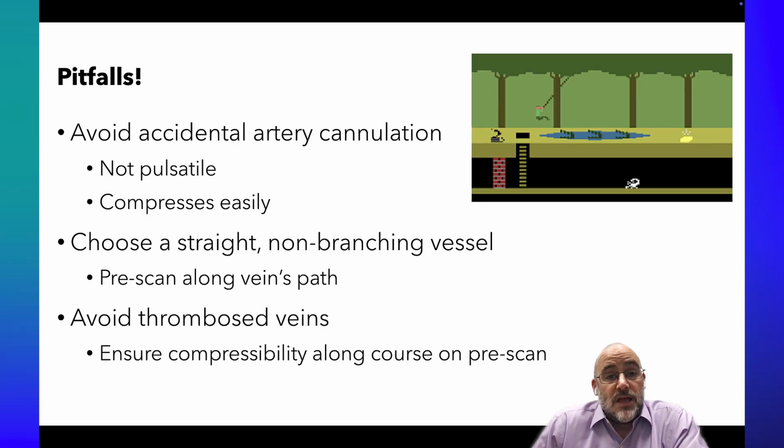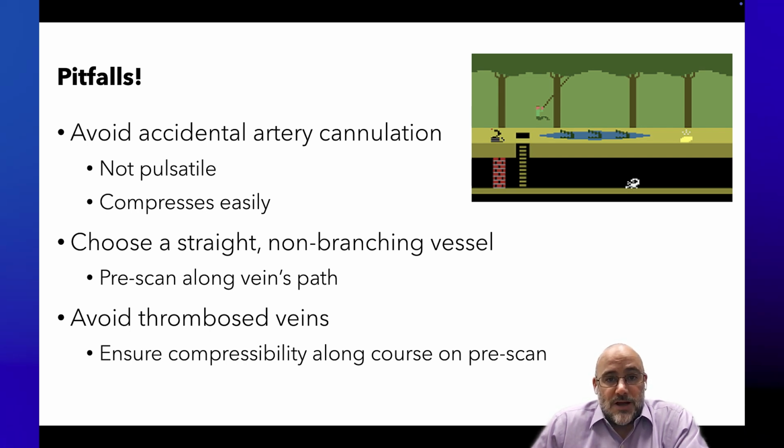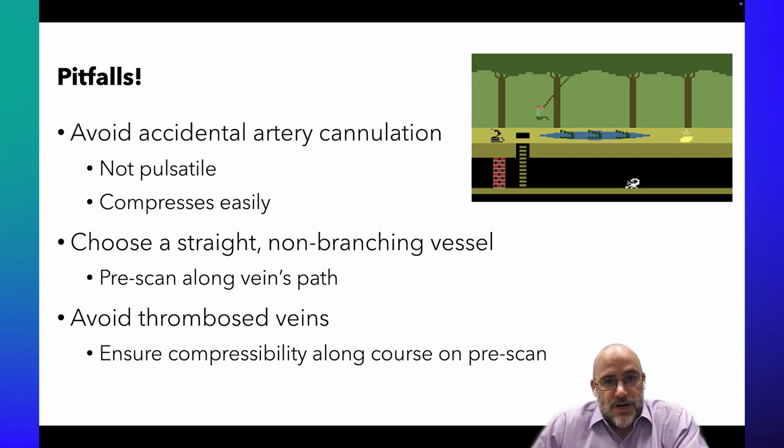So some of the pitfalls: obviously avoid hitting an artery. The veins tend to be non-pulsatile and compress easily. If it's not compressing very easily, it could have a clot in it, or it might be an artery. Pulsatility isn't always super obvious, so just be aware that that's something you want to double check. You want to choose a straight, non-branching vessel. As you move proximally and inchworm up, understand that you're entering the skin here, but you might enter the vessel here. So you want to make sure that all looks good as part of your pre-scan. And then avoid thrombosed veins. So again, ensuring compressibility on your pre-scan is important.